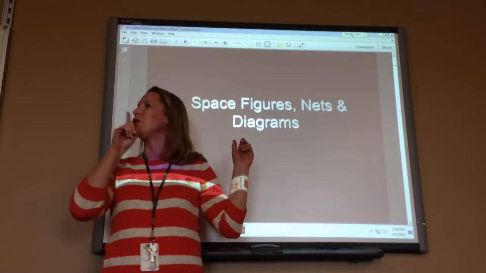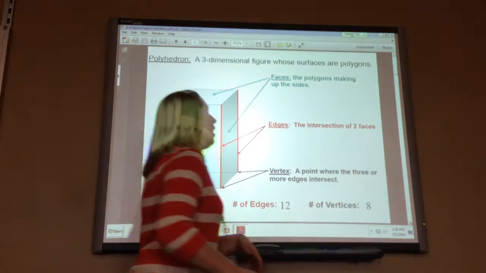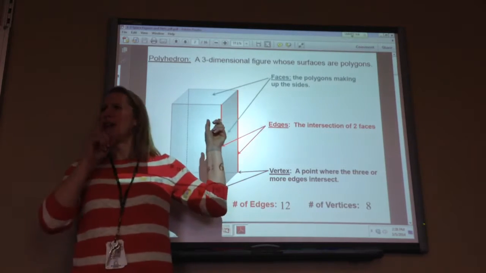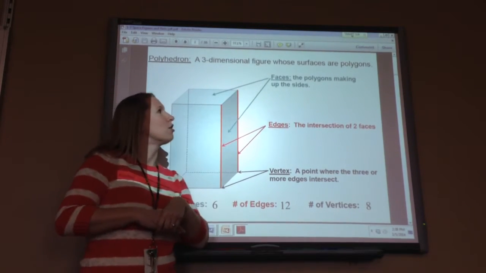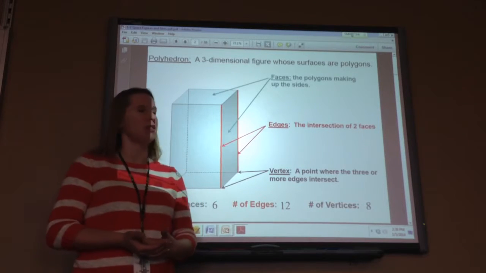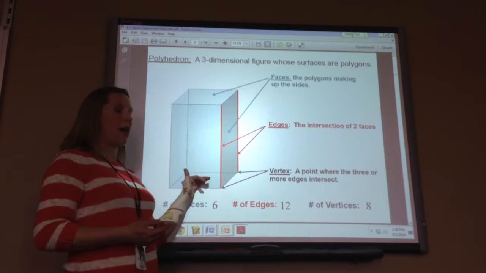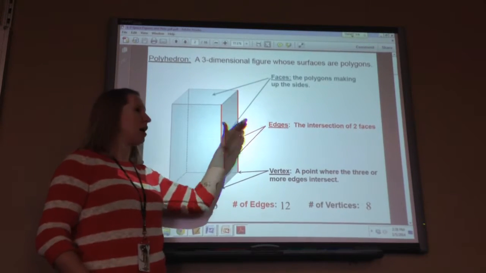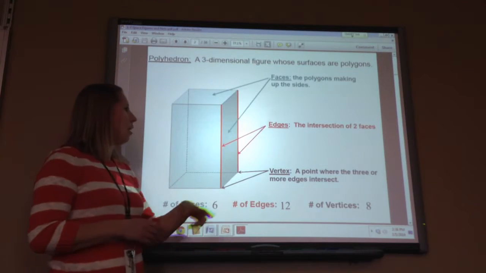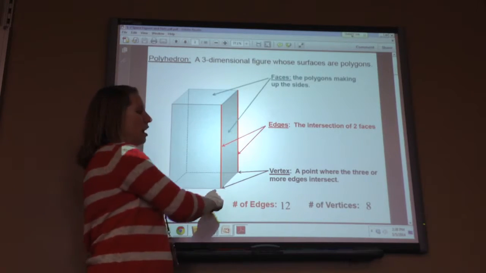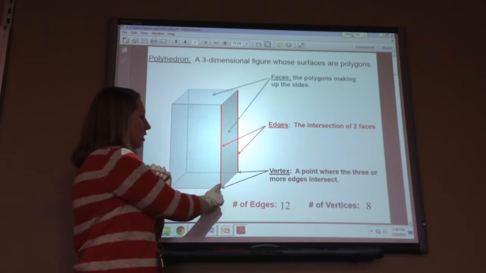So today we're going to do space figures and nets. We're going to start talking about polyhedrons. A polyhedron is a three-dimensional figure whose surfaces are polygons. Faces would be like the top and the bottom and the front and the back and the left and the right. The faces on this would be rectangles. The edges are each side where the faces come together. And then the vertices is each point.